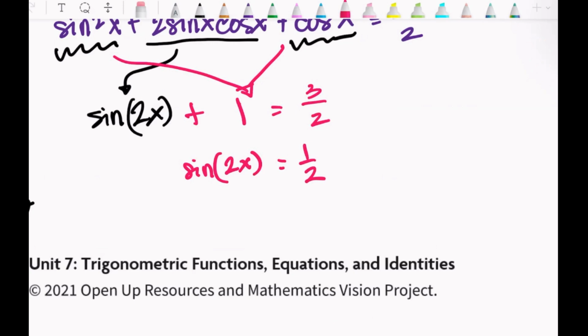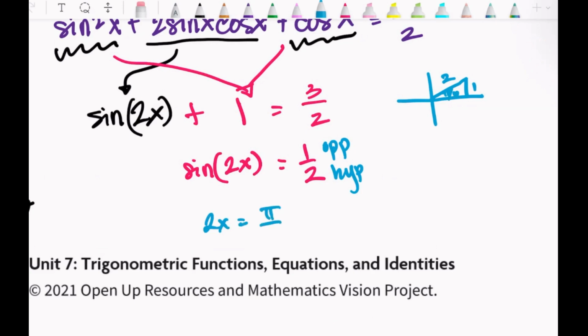So some of you, again, are recognizing this and you're like, I know this triangle. And I'm like, I know. So sine of 1/2 is opposite over hypotenuse. And so when you do that, that looks like this, 1 over 2. And you recognize that this is my 30, 60, 90 triangle. Specifically, this guy is pi over 6. So 2x equals pi over 6 plus 2 pi, right?